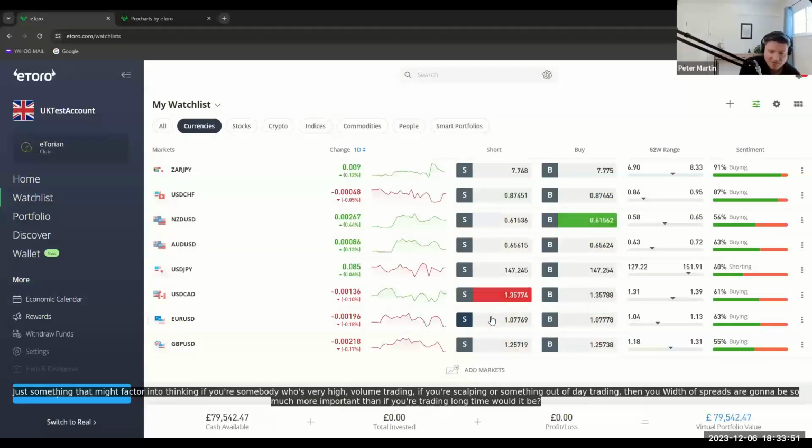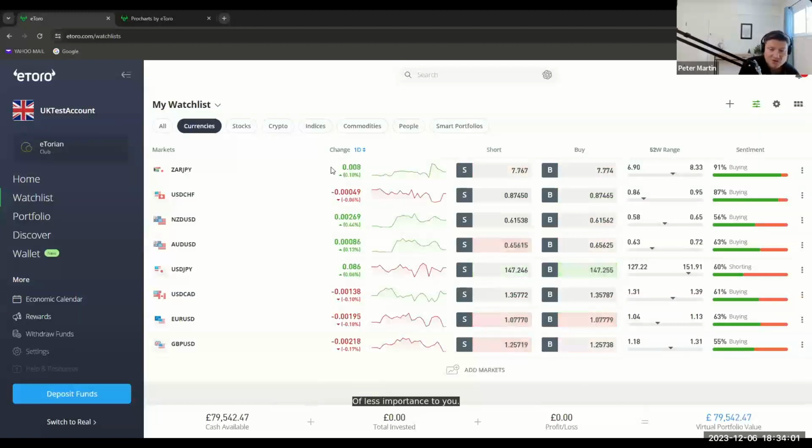But that's just something that might factor into your thinking if you're someone who's very high volume trading. If you're scalping or something like that, or day trading, then the width of spreads is going to be so much more important to you than if you're trading long term. Would it be of less importance to you?